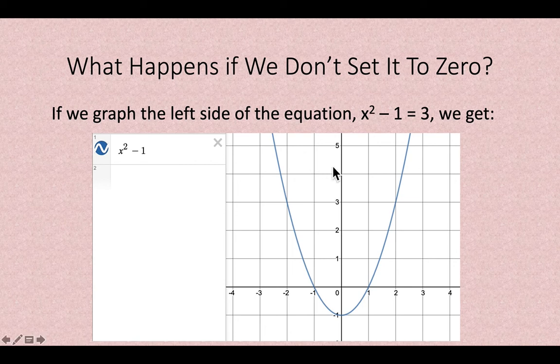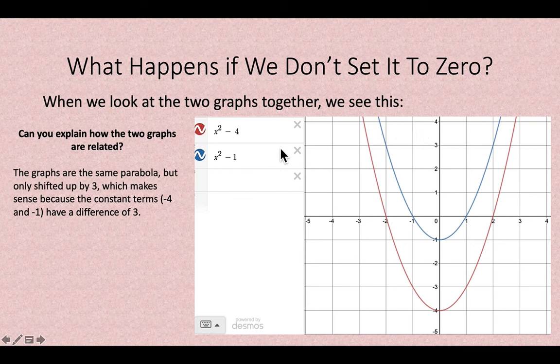So here's my graph of the left side of the equation. I just put the x squared minus 1 in, and I get this parabola. And now I put both of my equations on one graph. Here was the first one, the x squared minus 4. And remember, it's an equation, so it actually was x squared minus 4 equals 0. And our second one is x squared minus 1 equals 3. And so we actually have 2 separate graphs.